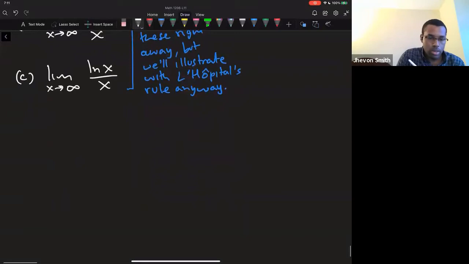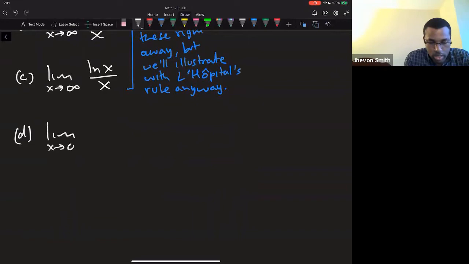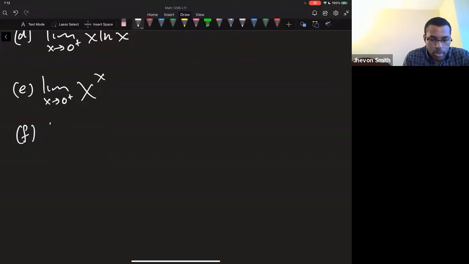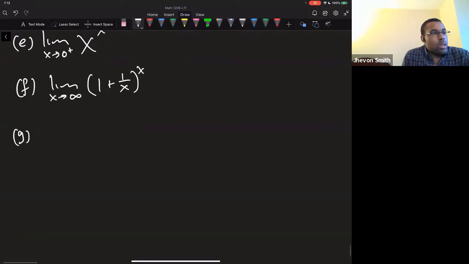The others, though, I don't think we would know how to do by heart. D, probably, but it's borderline, kind of sketchy. So it's the limit as x approaches zero from the right of x times ln x. E: the limit as x approaches zero from the right of x raised to the x. F: the limit as x approaches infinity of (1 plus 1 over x) to the x. G: the limit as x approaches infinity of e to the x minus x.